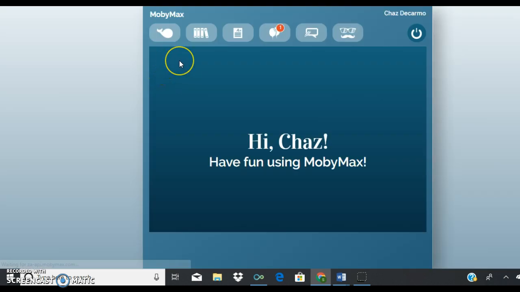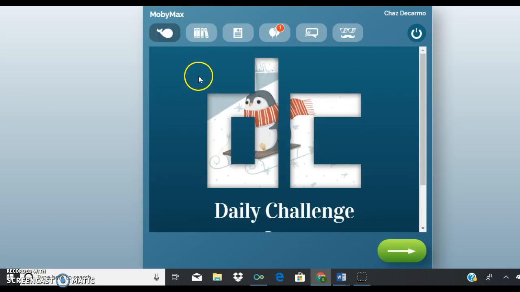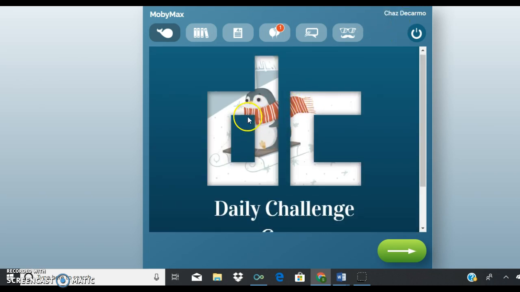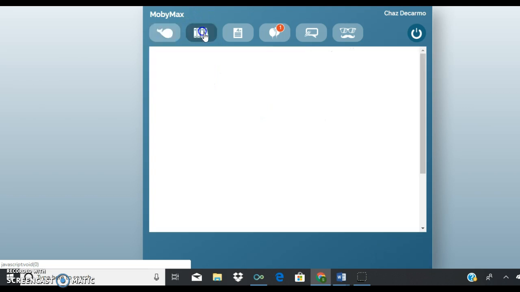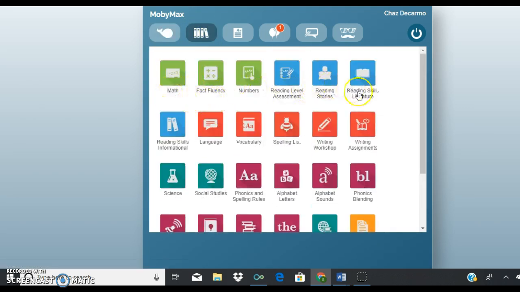On MobiMax, they have a daily challenge that the students can complete when they sign in. So for today's daily challenge, they can do 6 problems in science and get 3 minutes of game time. So if they complete the 6 problems, they will earn 3 minutes of game time. Here is where they have the different subject areas that the students can work on.